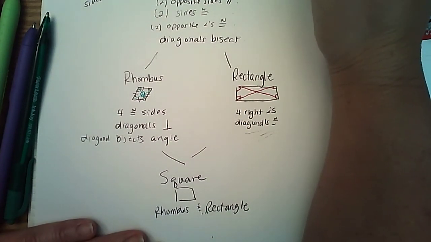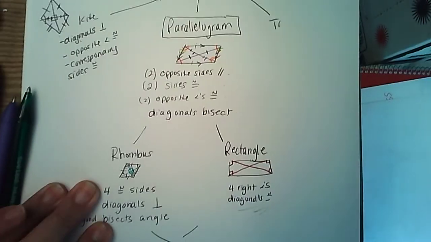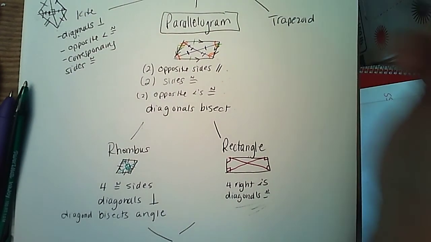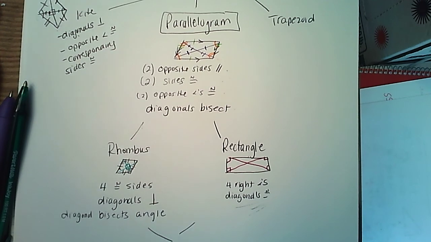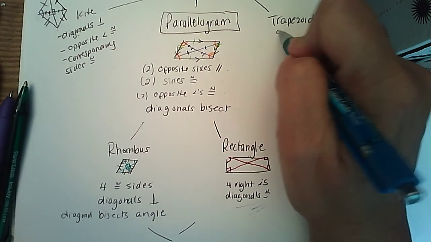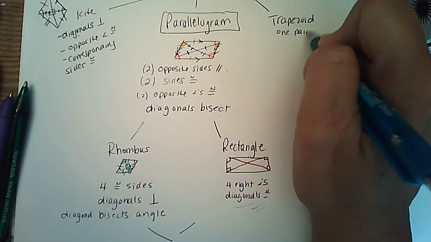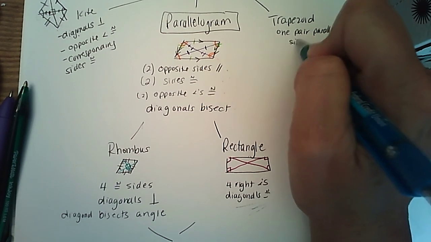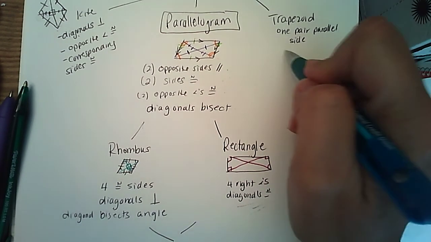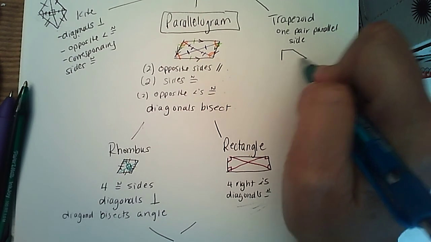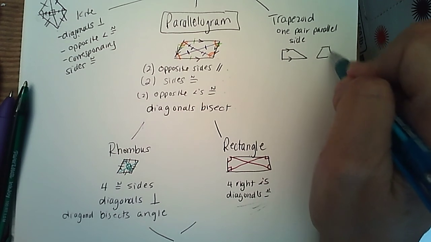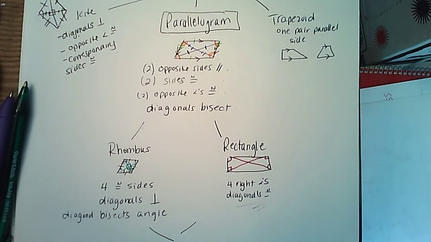The third guy is our trapezoid. Let me pull back up here, sorry. Our trapezoid, just a general basic old trapezoid, just has 1 pair of parallel sides. Not much going on with him. It would just be that. He can look something like this, or he could look like this, because he only has the 1 pair of parallel sides.